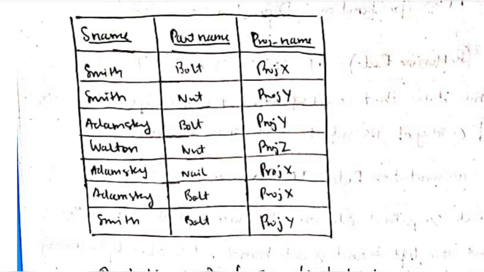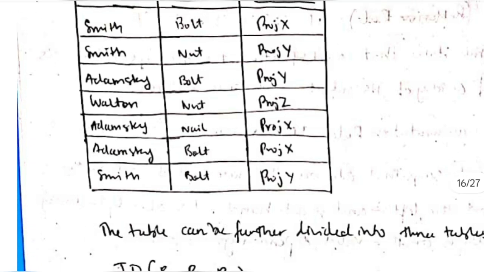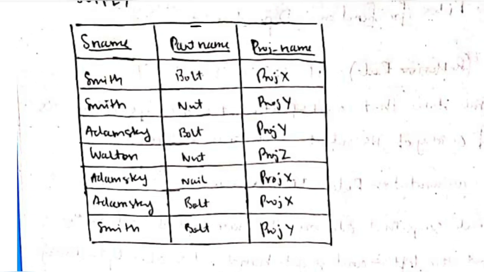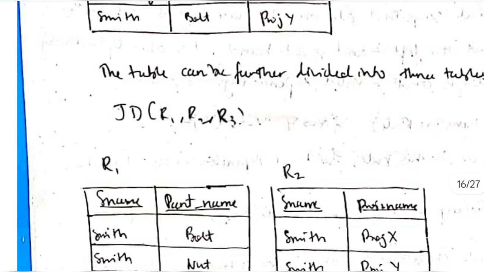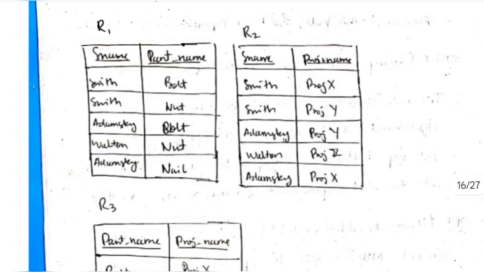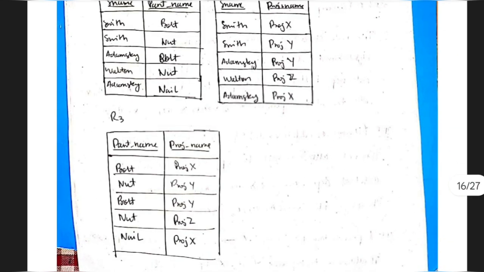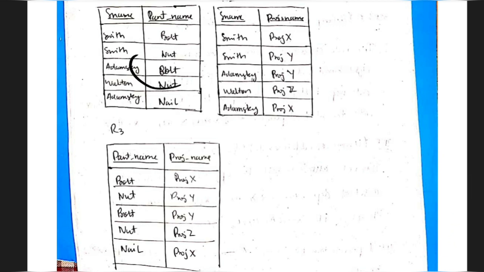Also you can see another similarity here: Bolt and project X. Where is another Bolt and project X? Here, right? So this is redundant data. We can remove that. How can we do that? We'll have three tables here. First for S name and part name, then part name and project name, and S name and project name. Three tables will be there. Fine. So if we write these tables in this form, there will be no redundant data. Every row in these tables is unique.